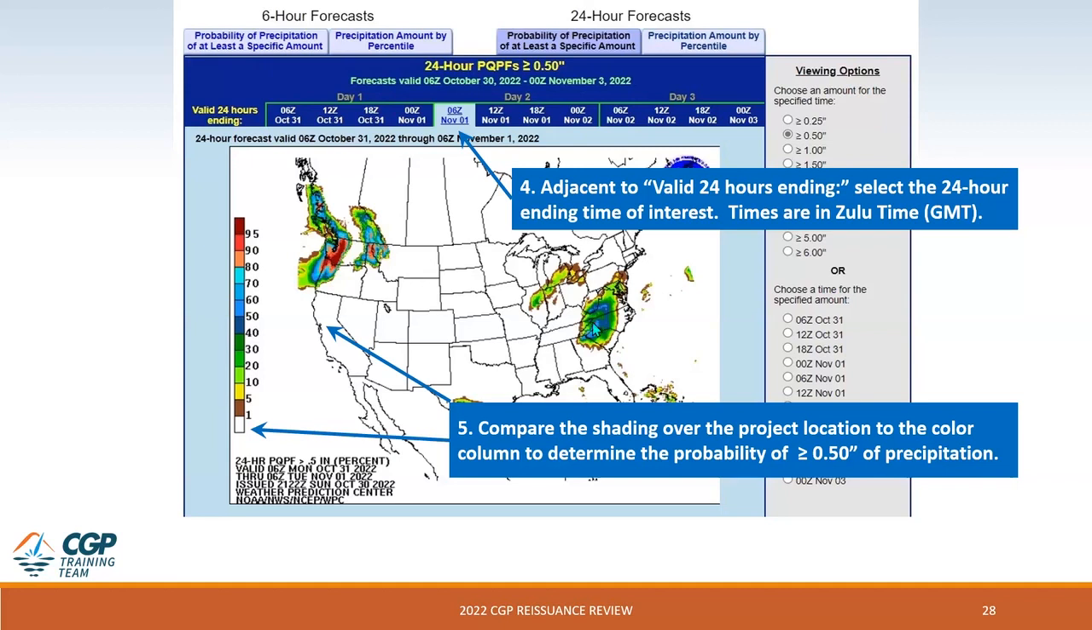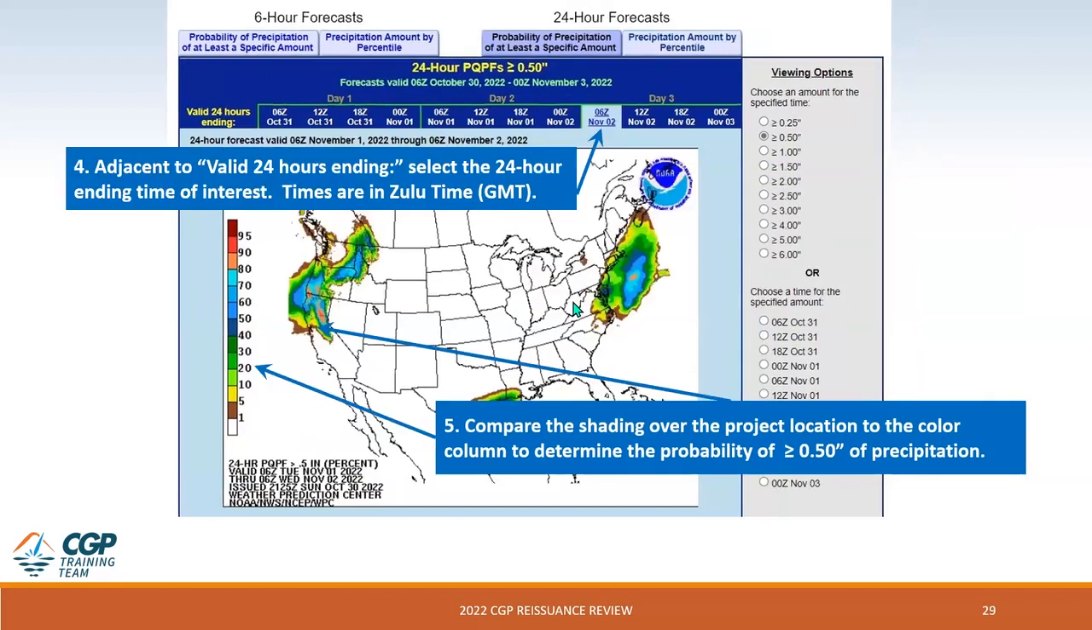Now let's advance the time another 24 hours. And now we're on November 2nd. And what you'll see is that the storm is now forecast to arrive in the area in the next 24 hours. And you can see that between San Francisco and Sacramento, there is a chance of rain.